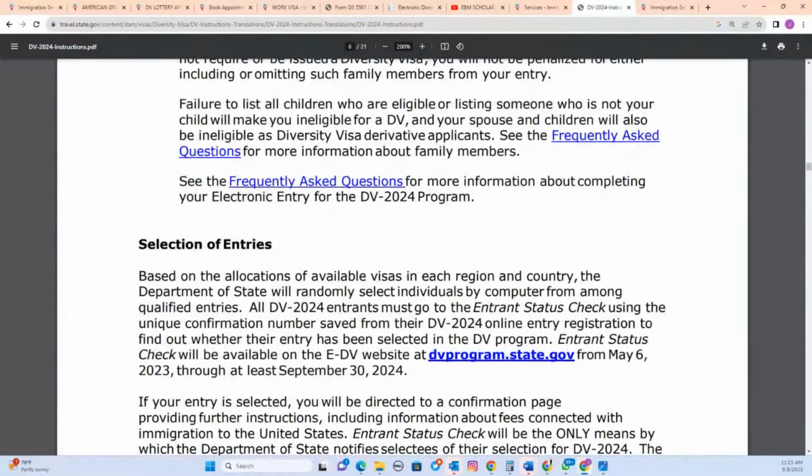But I usually tell people, the DV lottery is one thing. But what if you don't win the DV lottery? What are the other options?